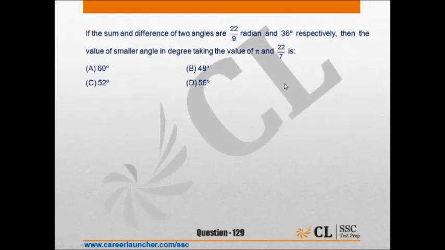Now we all know that π radians is equal to 180 degrees. If π radians is equal to 180 degrees, therefore 7π/9 radians will come out as 140 degrees.